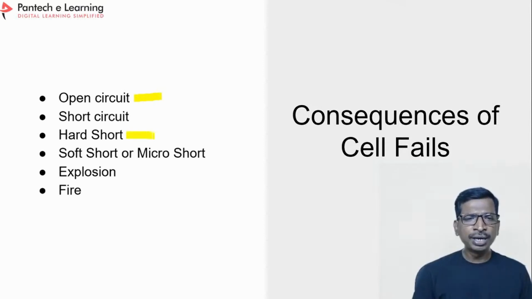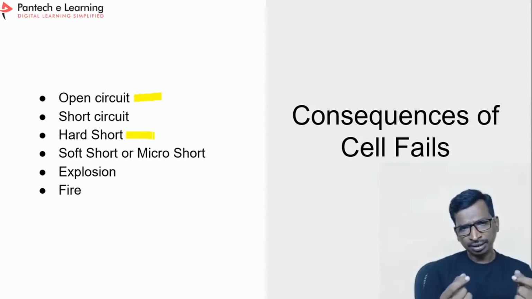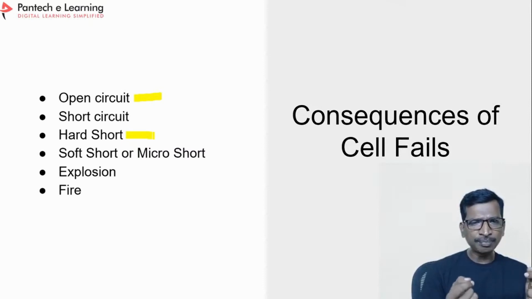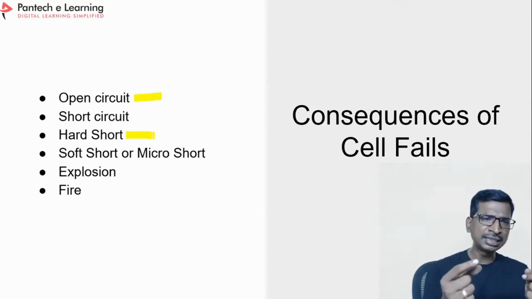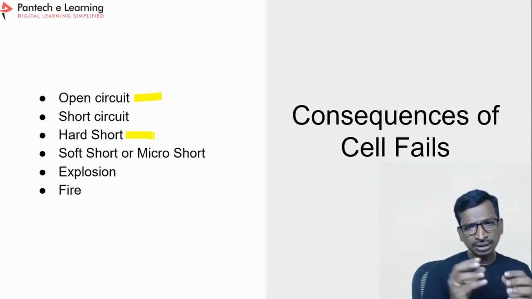a permanent connection between the plus and the minus via the chemical material. And the soft short or micro short is nothing but a smaller-scale version of the hard short, and then the explosion and fire. So these are all the consequences of cell failures.